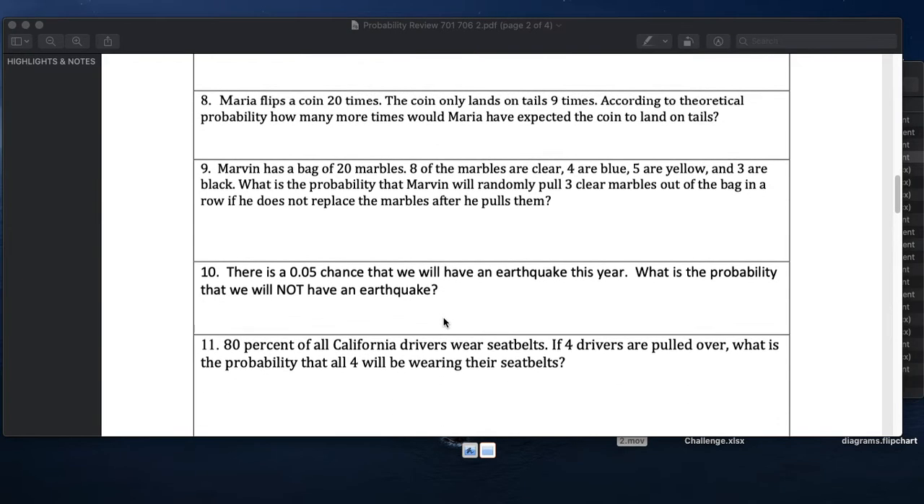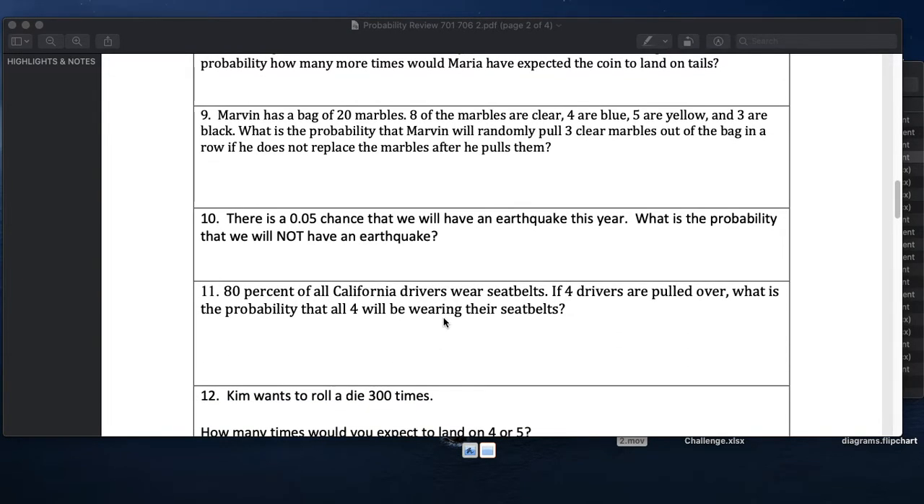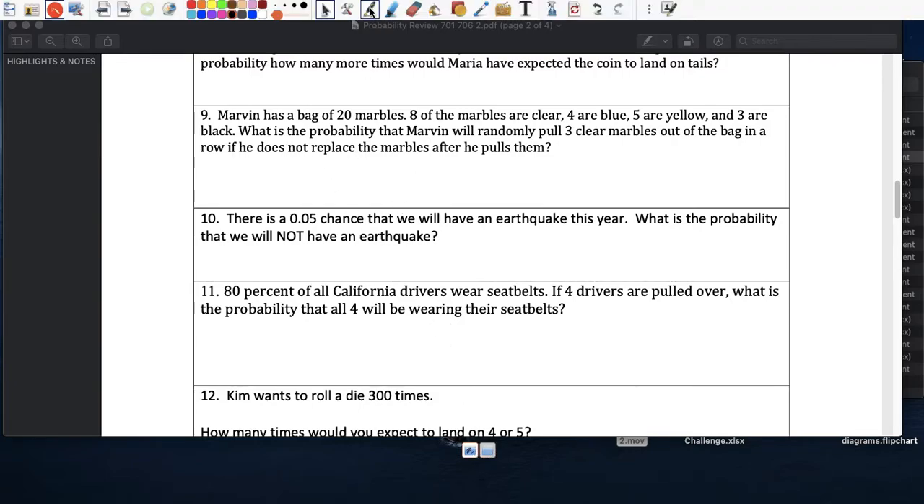There's a 0.05 chance that we will have an earthquake. What's the probability that we will not have an earthquake? Well, if you're more comfortable changing to percent, you can do that. Move the decimal 2 over. 0.05 is 5%. So there's a 5% chance of an earthquake, which means the chance of not having an earthquake, as a complement, is 95%.